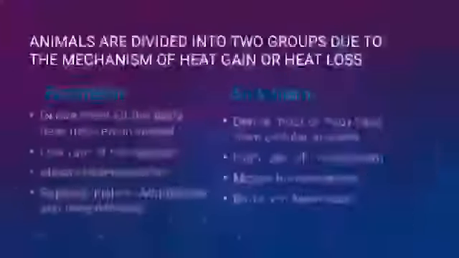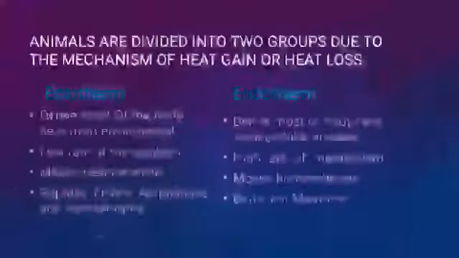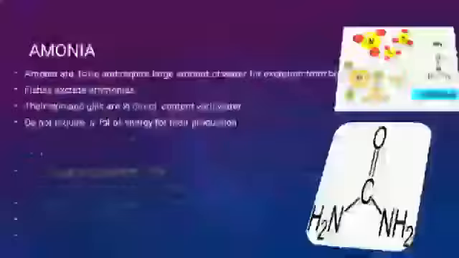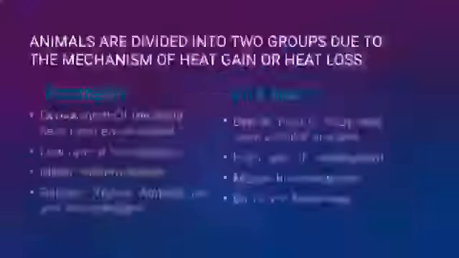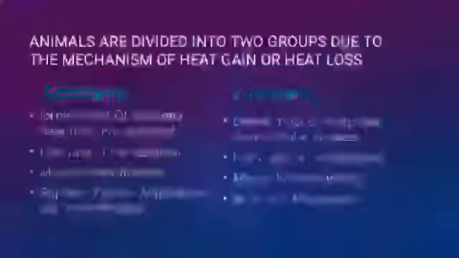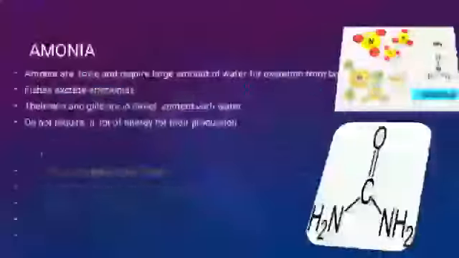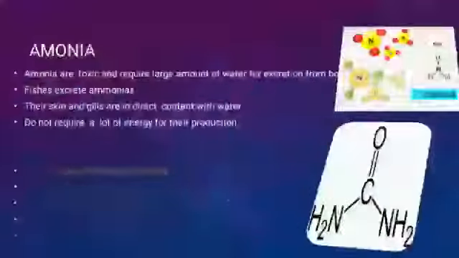Ammonia is toxic and requires a large amount of water for excretion from the body. Fishes excrete ammonia. Their skin and gills are in direct contact with water, and they do not require a lot of energy for its production.